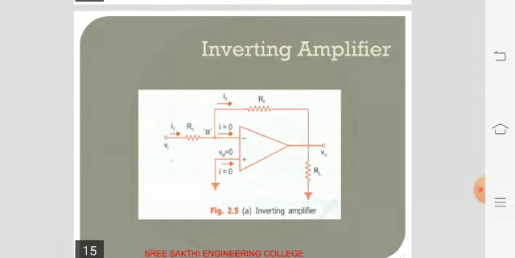Next, we are going to use this op amp as an inverting amplifier. See, a simplified diagram is given for the inverting amplifier. The input is given to the inverting input, and the non-inverting input is grounded. You can see here Vi is given to the negative terminal and the positive terminal is grounded, and the current I1 flows through node A to the inverting input. RF is connected as feedback, and RL is the load resistance. You can get the output here.